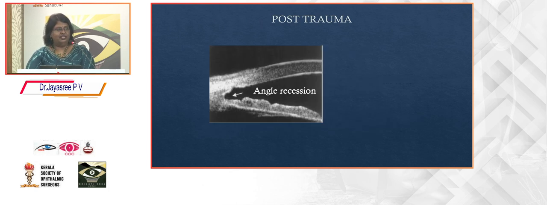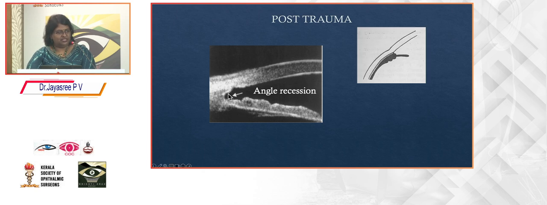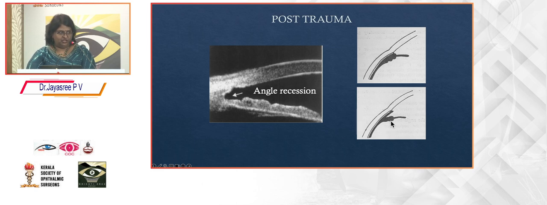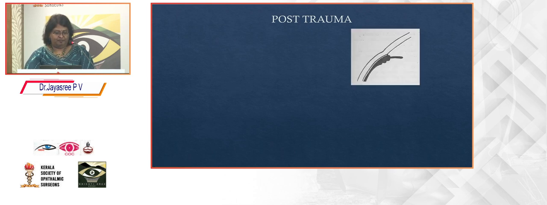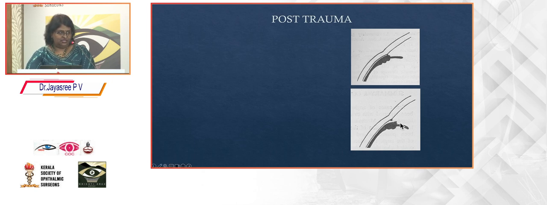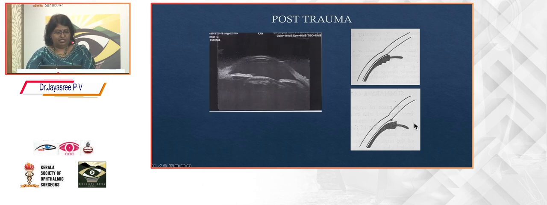Angle recession is where the two layers separate, and this is how the schematic diagram shows. Here this is the scleral spur, and this is the attachment of the ciliary body. And angle recession is like this. The two layers get separated. The ciliary body is still attached at the scleral spur. This is the normal one. And this is the cleft where it has detached. So you can see a cleft here, the gap. So that is the cyclodialysis cleft.